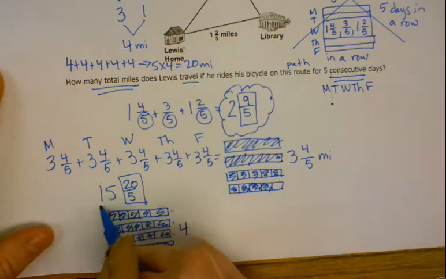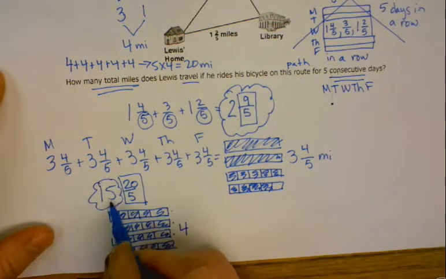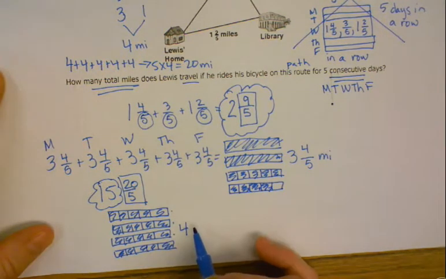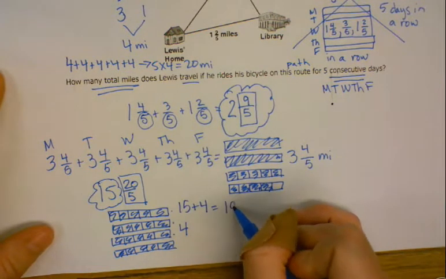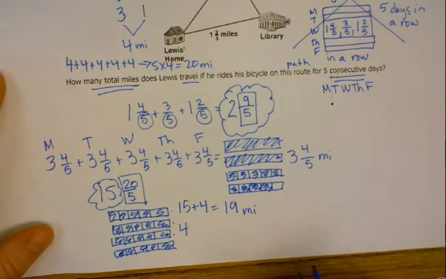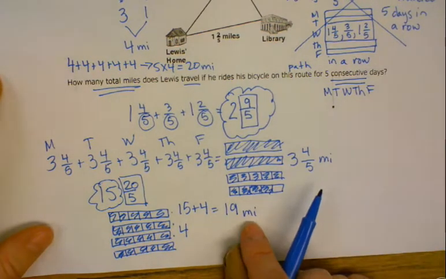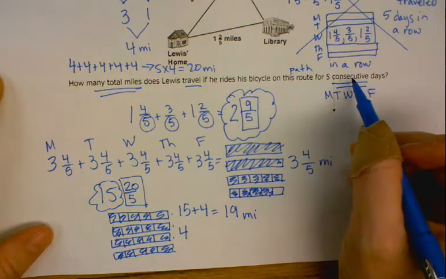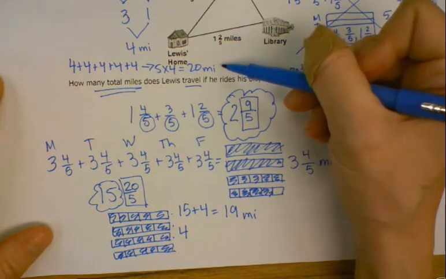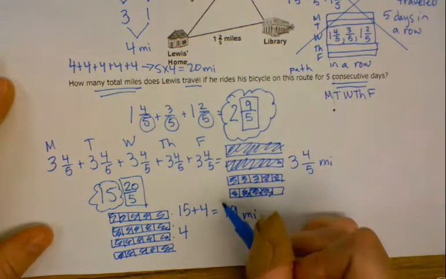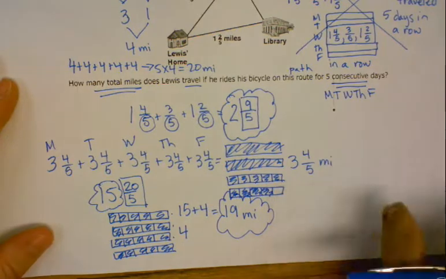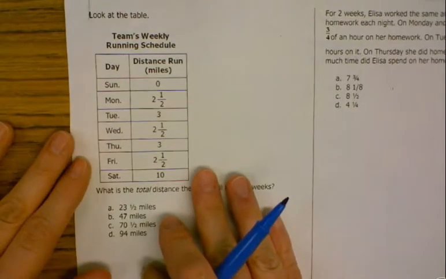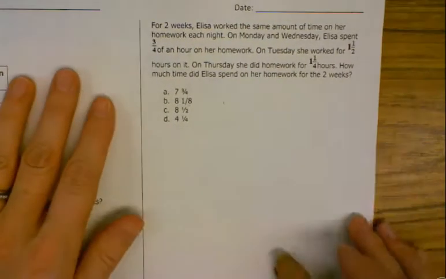And I had 15 here. So 15 wholes and 4 wholes. 15 plus 4 equals 19 miles. He travels 19 miles on his bike for 5 consecutive days, which is very close to my estimate of 20 miles. So I'm pretty sure I have my final answer. Use this when you work with your partner on this problem, and then when you solve this problem independently.